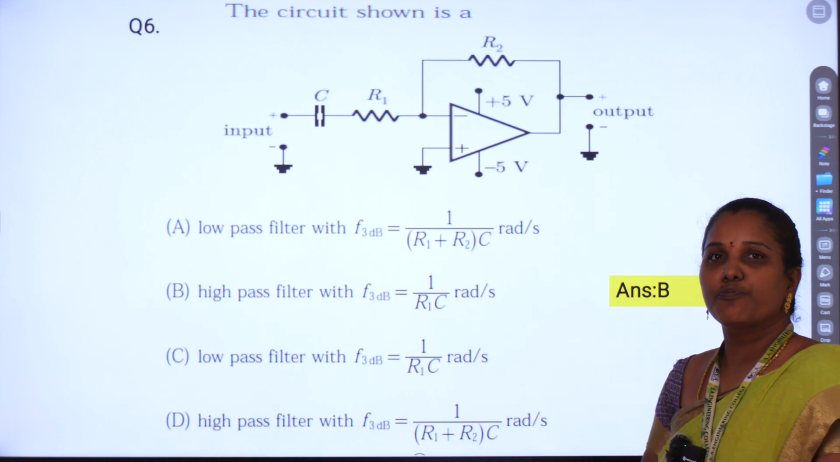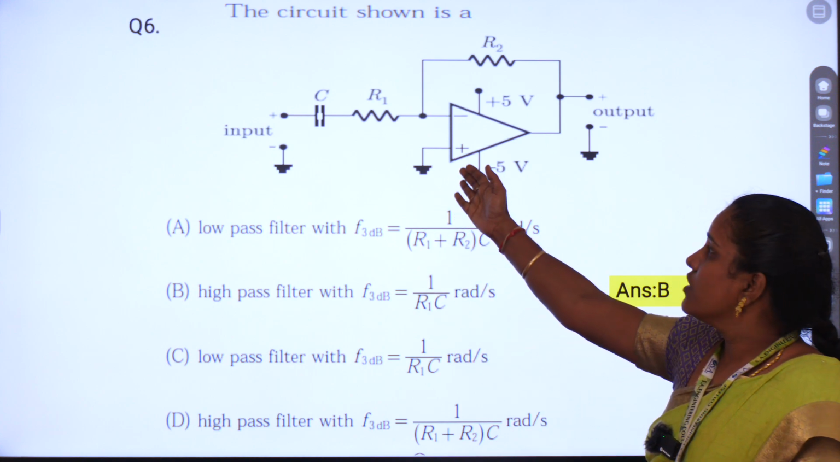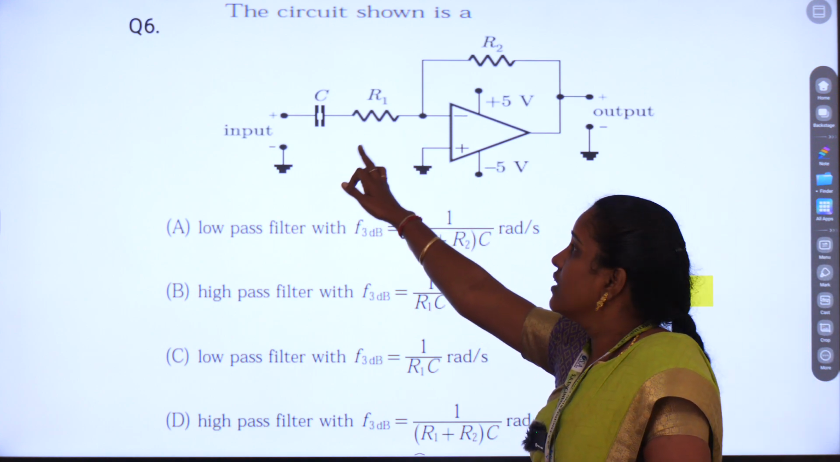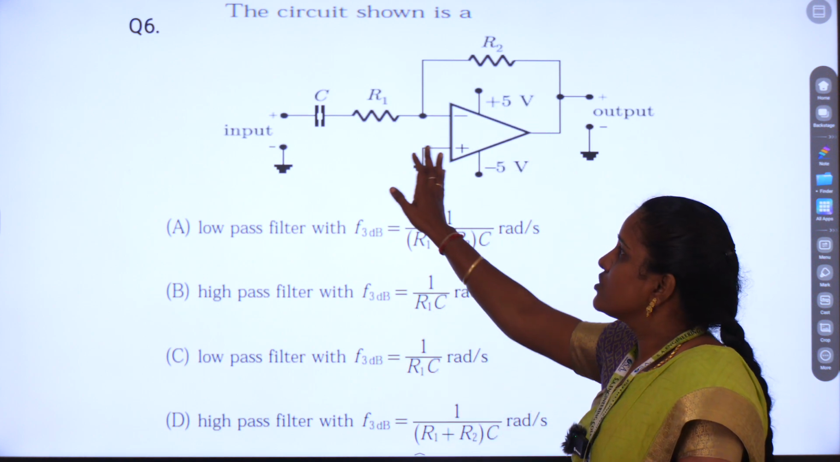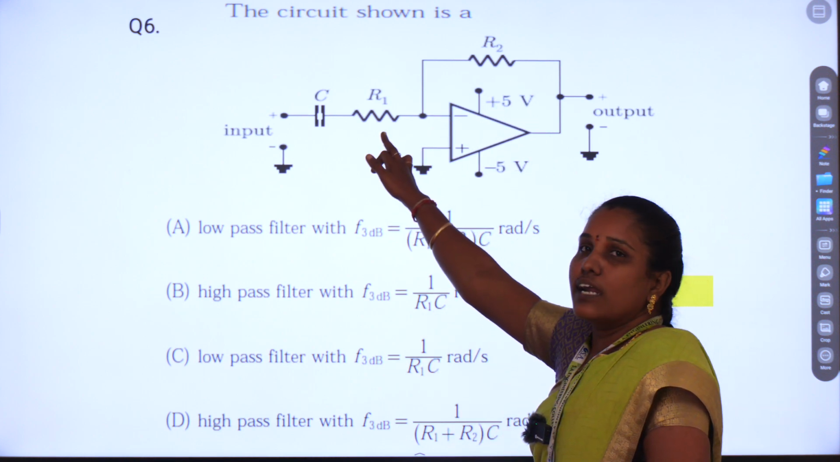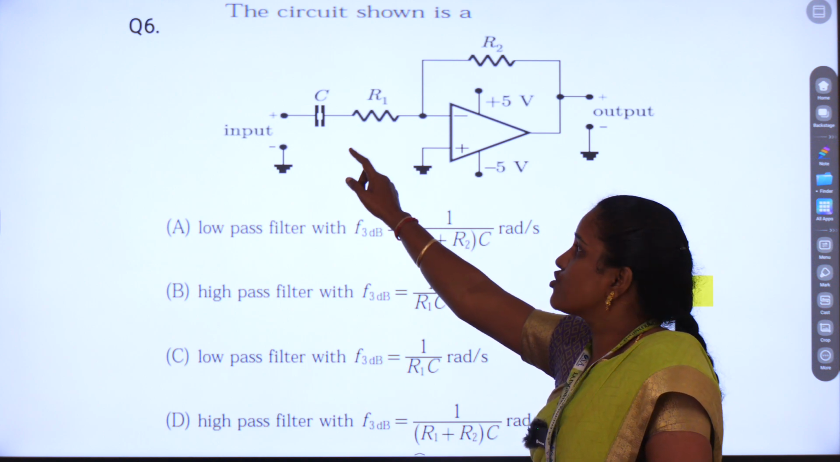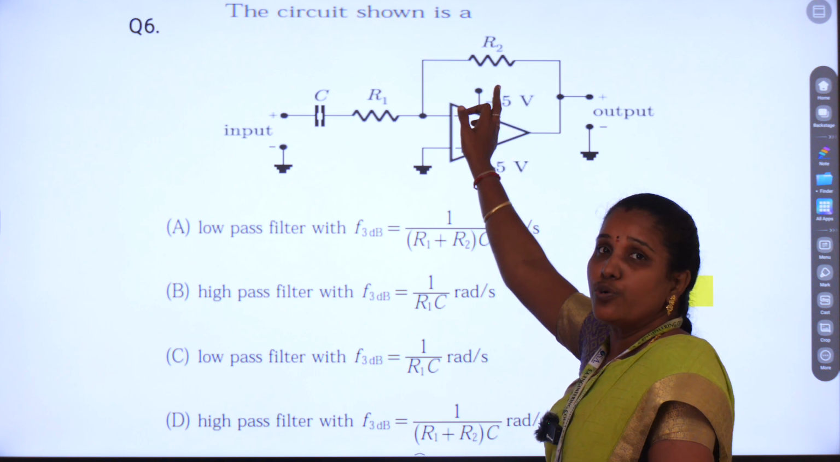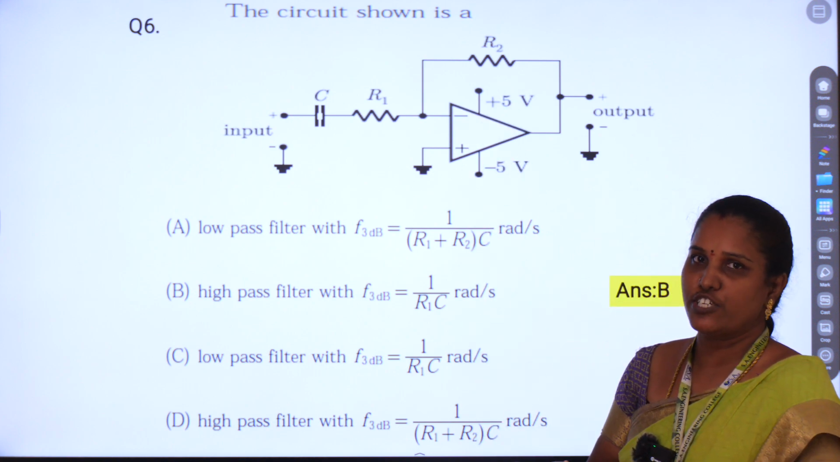Now the sixth problem. As per the diagram, here the capacitor, resistor, and feedback resistor are given. This additional R1 is given to avoid noise. Actually, the C and R2 make your operational amplifier perform as a differentiator only.